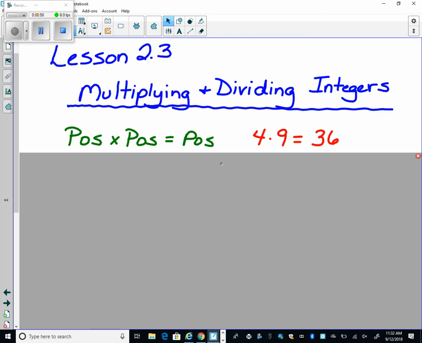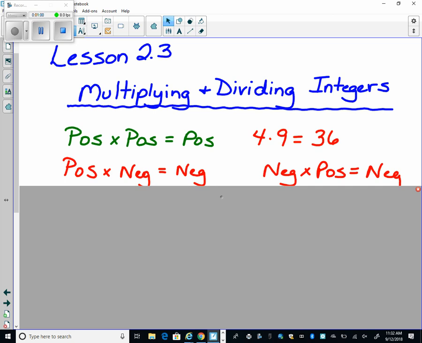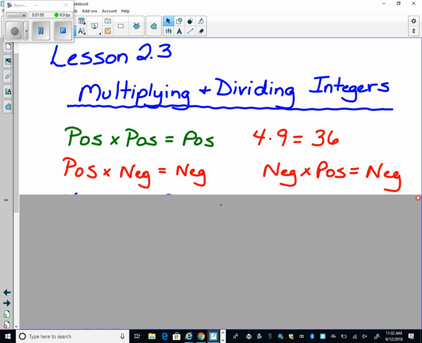The next rule, if we take a positive times a negative, you are going to get a negative answer. It doesn't matter if we flip them around or which one comes first. So I wrote to the right, a negative times a positive is also a negative. To give you an example of this, if I were to take 4 times negative 9, 4 times 9 is 36, positive times a negative is a negative. So my final answer is going to be negative 36.